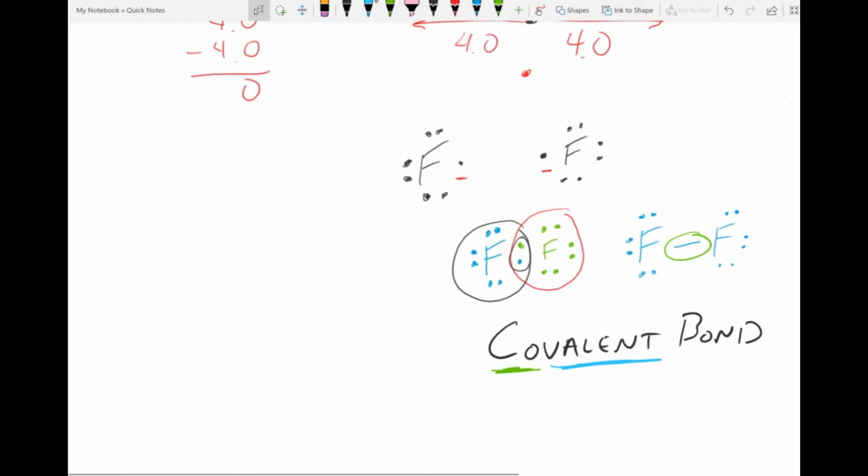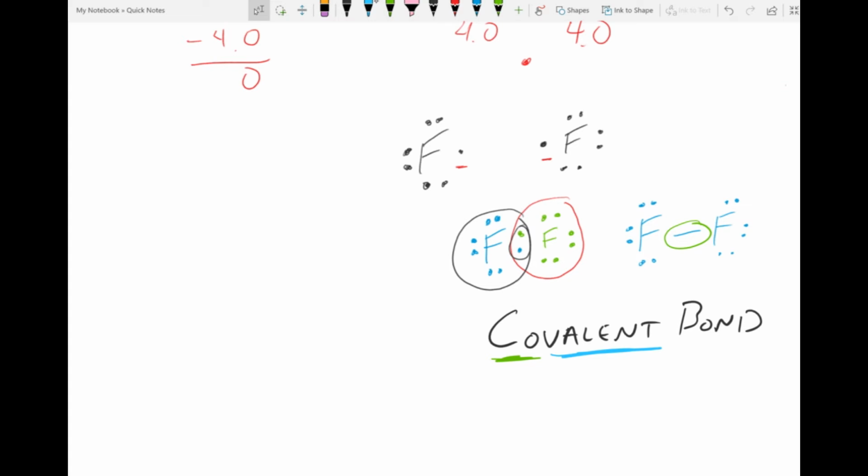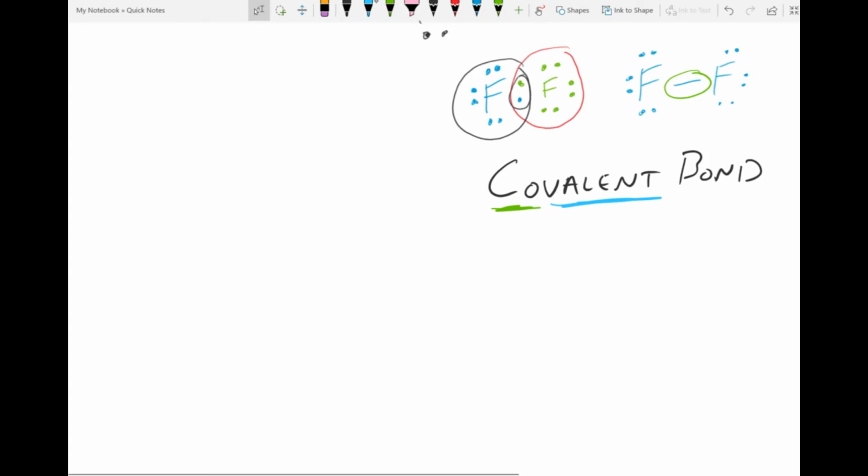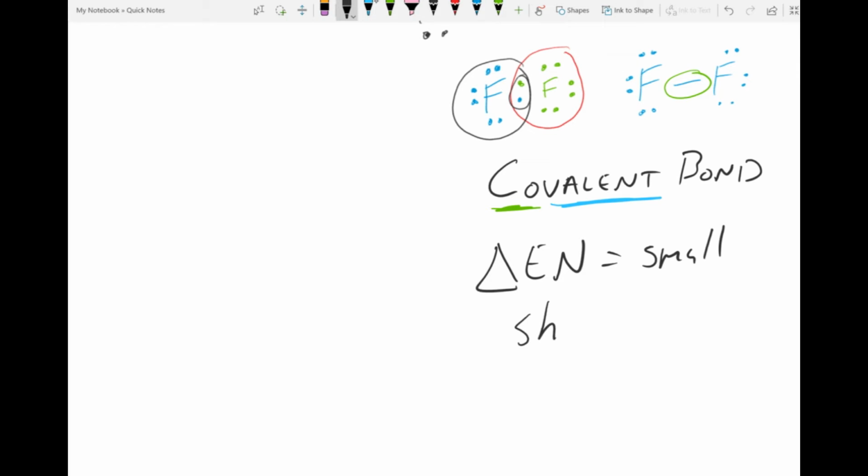And so the nature of this, again, really is that you need to think about the electronegativity difference. And in this case, the electronegativity difference was really small. It's 0. So when you have a difference in electronegativity that is very small or lower than a certain threshold, you actually end up having something called a covalent bond, because in this case, instead of transferring, you're forced to share electrons. And anytime you share electrons, you're going to have a covalent bond.